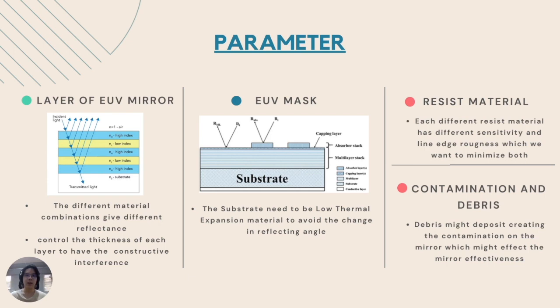And next, second to last, is the resist material. As different resist materials have different sensitivities, we need to control the line edge roughness to be as low as possible. And lastly, we need to make sure that there is as little contamination and debris as possible, as it might affect the mirror effectiveness when they reflect the UV.